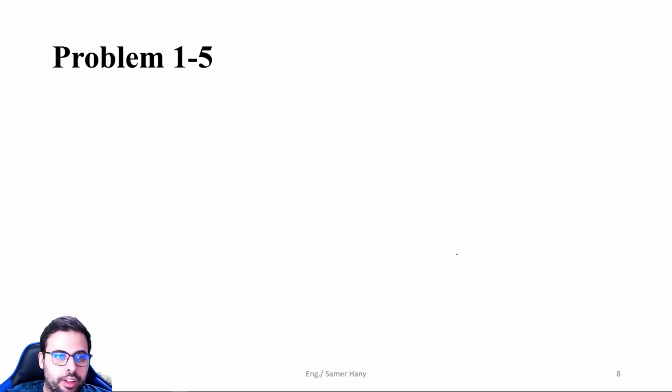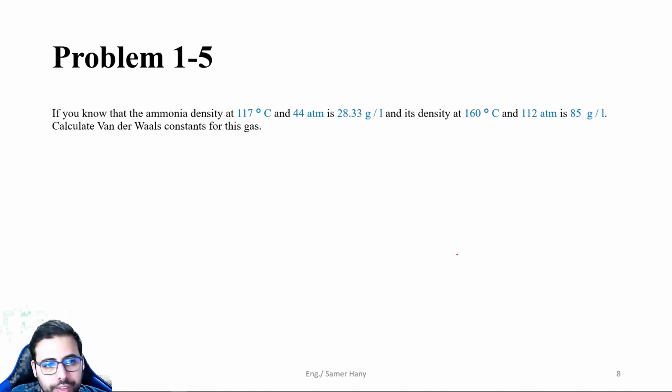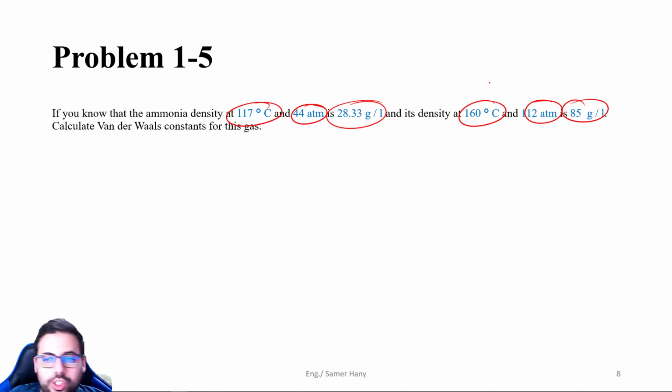All right. Next problem. If you know that the ammonia density at 117 Celsius and 44 atmospheres is 28 grams per liter, and the density at different conditions is 85 grams per liter. The different conditions are T2 and P2, and this is density 2. This is T1, P1, and density 1.